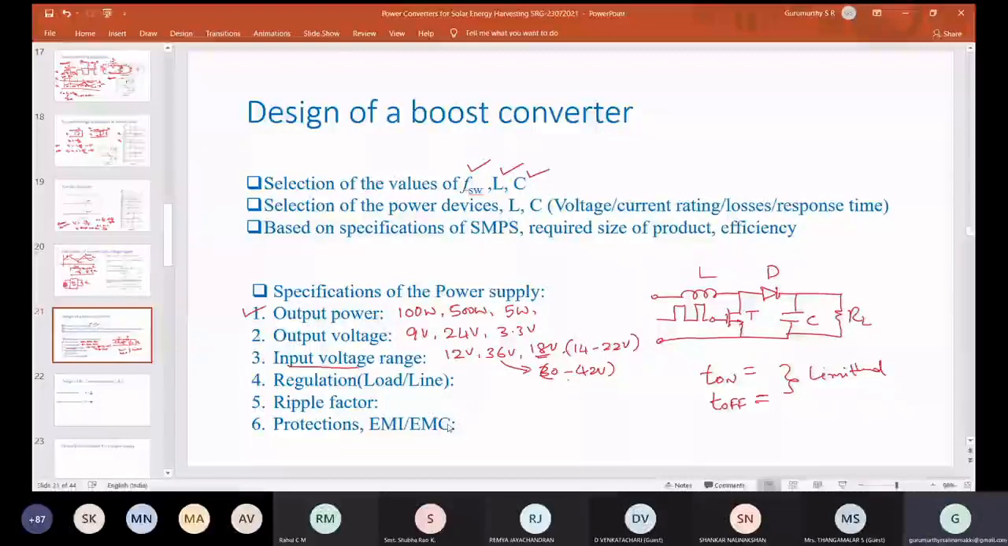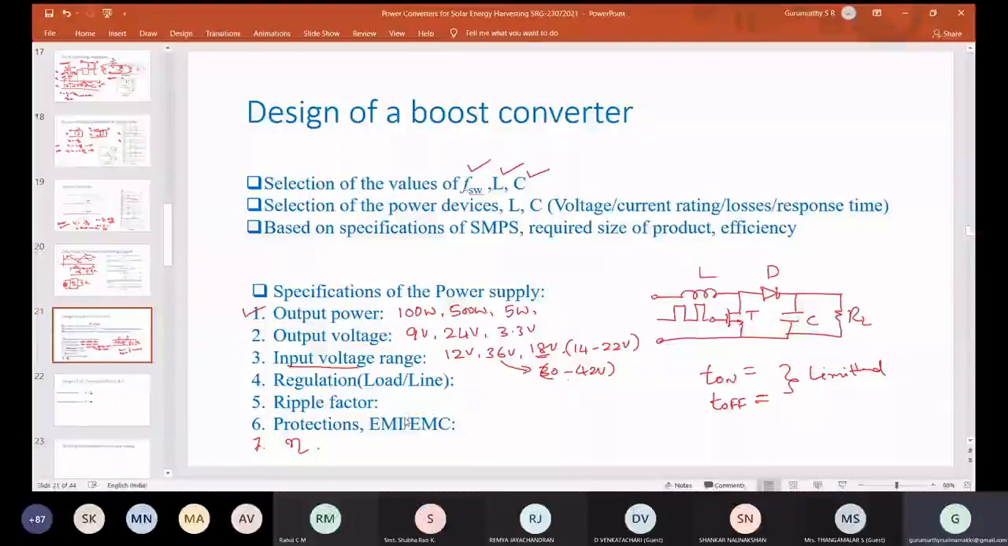Like if you need a charger, it should not be too big. A laptop charger should not weigh more than maybe 100, 200 grams. If it weighs 2 kg, nobody will buy the power supply, right? The size also should not be too big. You should be able to keep it in your bag, right? So that's why the product size and portability, then the efficiency, all those things are important. Here I think I have not written the efficiency. So these are the specifications of the power supply.